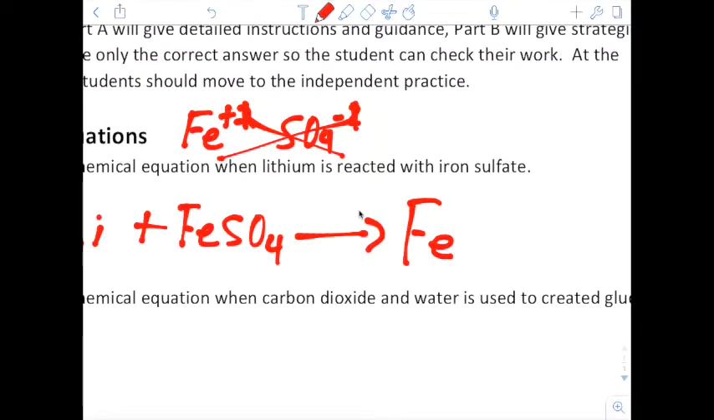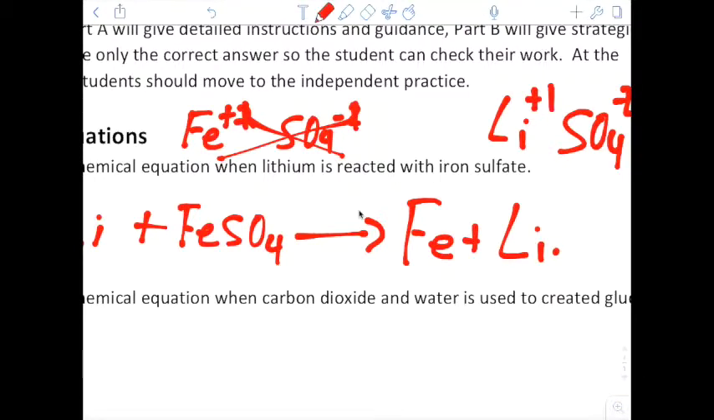So to write lithium sulfate, we have lithium. It's in group 1, so it's +1. And then sulfate is SO4 -2. And then we crisscross here, and we get Li2SO4. And we need to make sure that it's a balanced chemical equation.